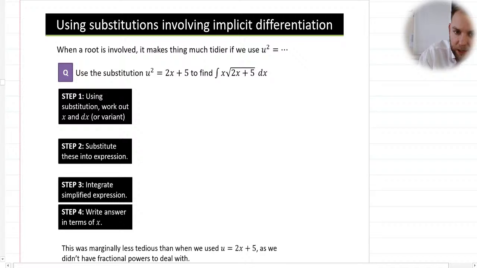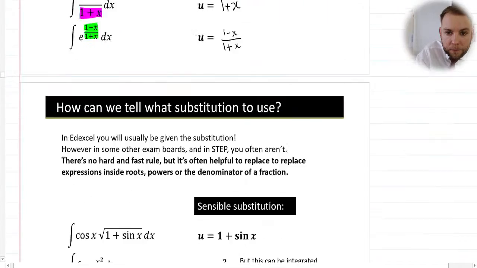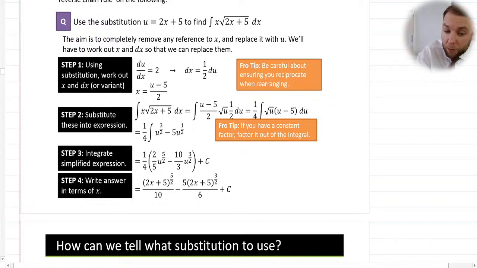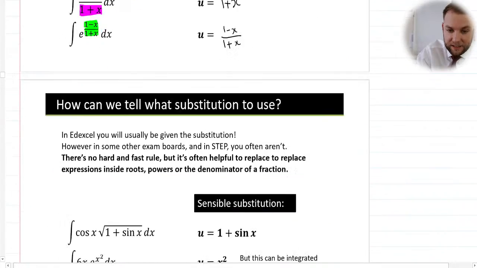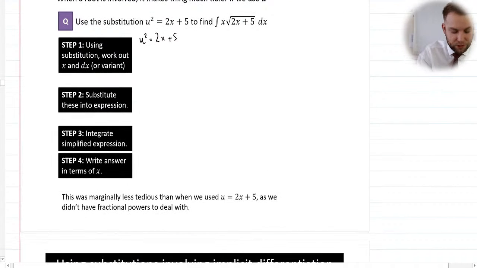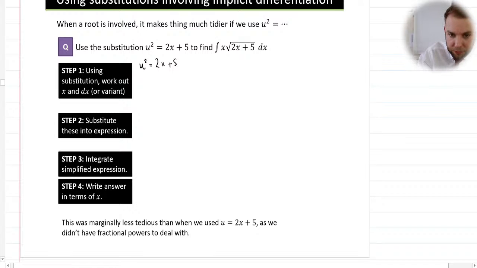So, the first thing I would probably do, u squared is equal to 2x plus 5. I'm just going to check if that one's the same. Is that the same as the first one we did? It is, yes. So we already know what the answer for this is, but it just kind of shows that we can use different substitutions to find out our values. But anyway, we'll carry on with this.